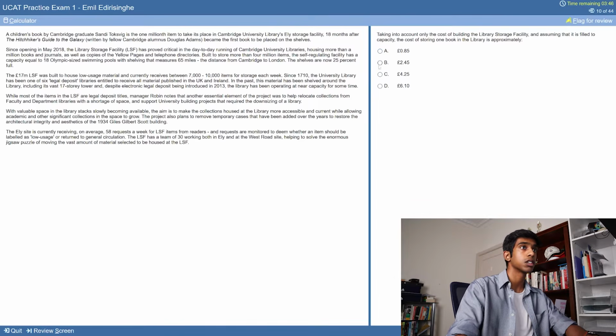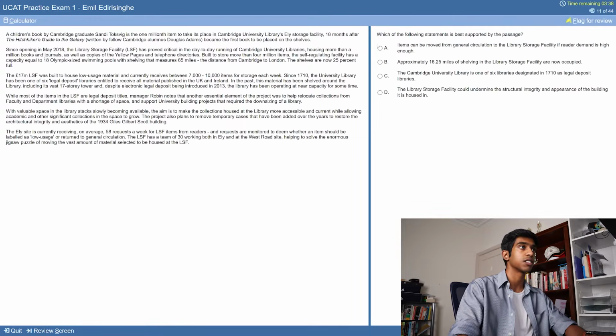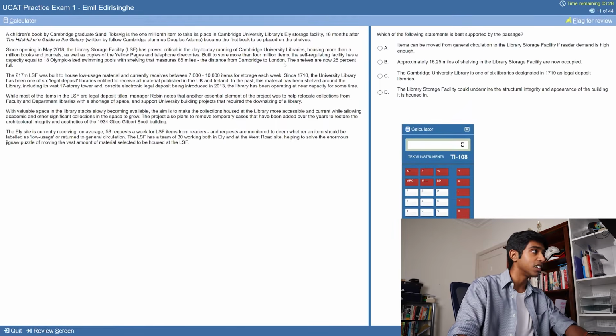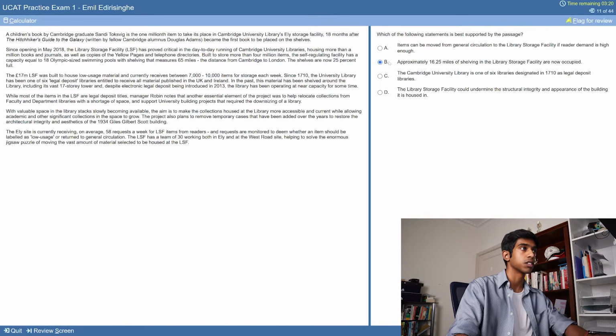Taking only the cost of the building and assuming there's filter capacity... I'm not going to bother doing this. Let's just go with this. Items can be removed if in demand. I can check this one actually. What is it? 65 miles, 25% full. Yeah, that's true. So it's B.